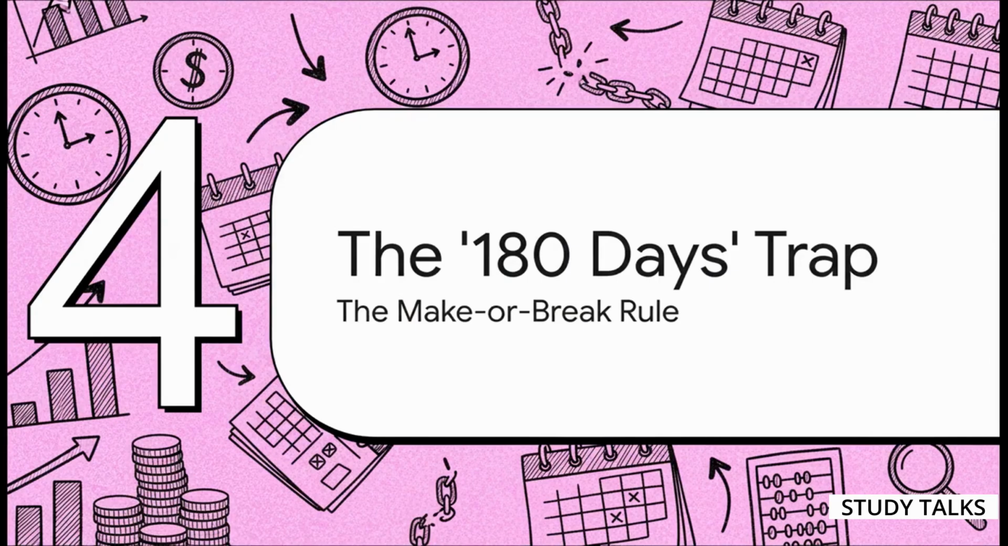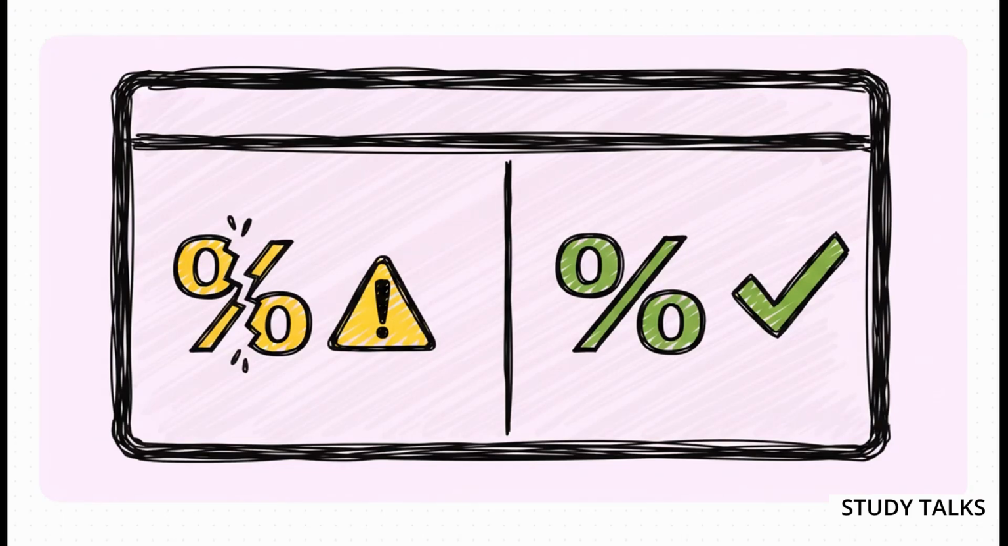Okay, let's tackle the one rule that really separates the top scorers from everyone else, the 180 days trap. This is, without a doubt, the single most important rule to apply correctly in any depreciation question. The rule itself is pretty simple. If a new asset is put to use for 180 days or more in the year you buy it, you get the full depreciation rate. But, and this is the key part, if it's put to use for less than 180 days, you only get half, just 50% of the normal rate for that year. And remember, the deciding factor is the put-to-use date, not when you bought it.